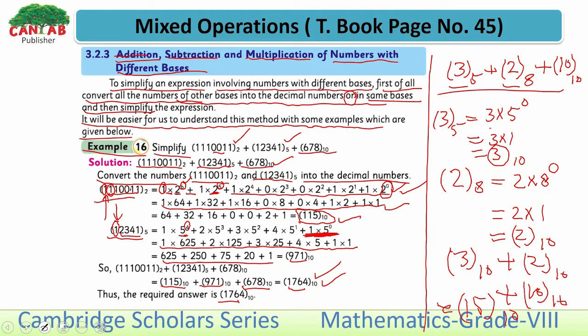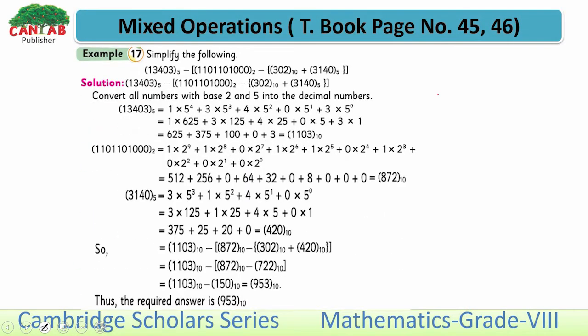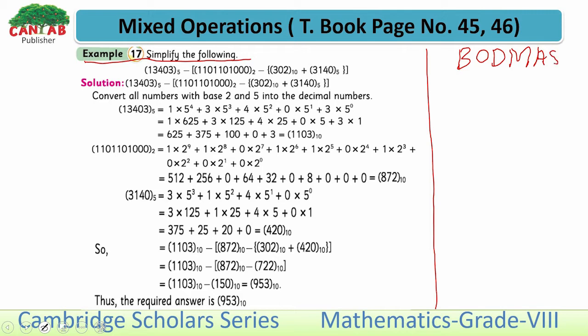Another question. Now come to the next page, 45, 46. Now look here, simplify. Example number 17. Remember one thing, you know what this is? BODMAS. If we have brackets like this, we'll use the BODMAS rule. Where have we done the BODMAS rule?